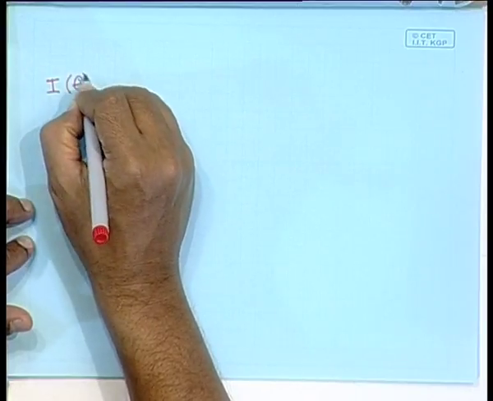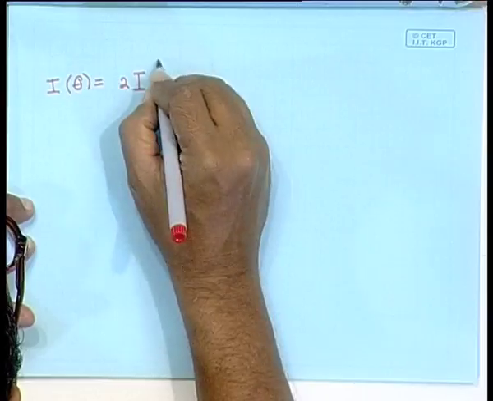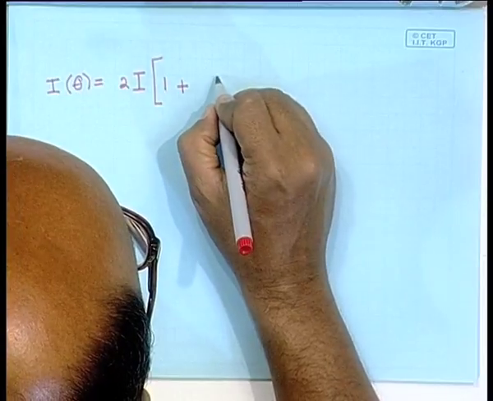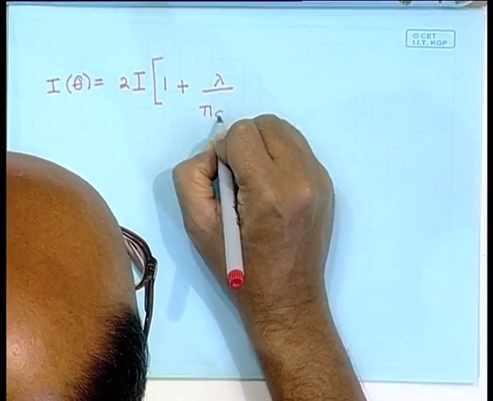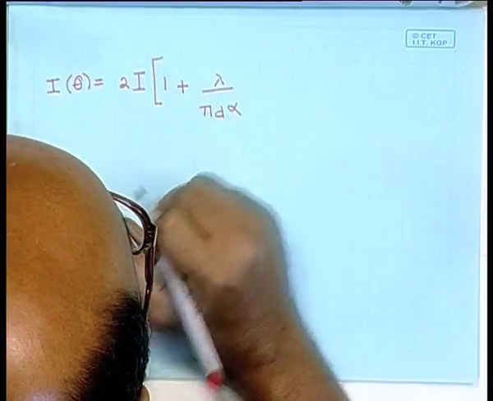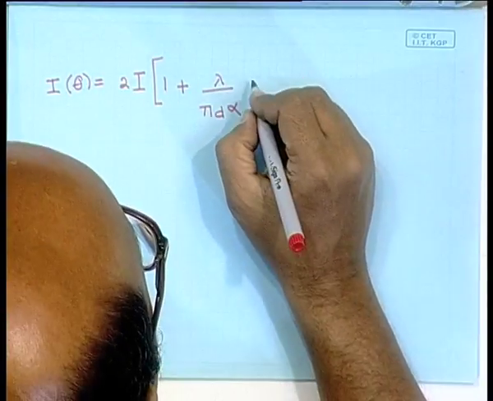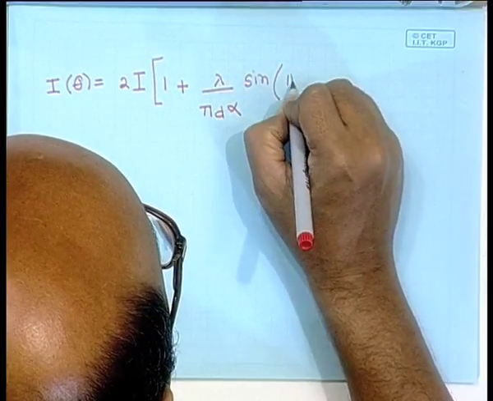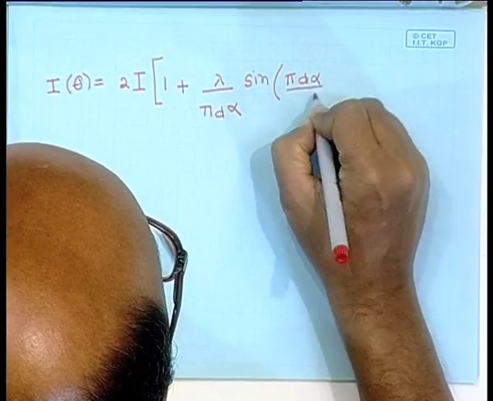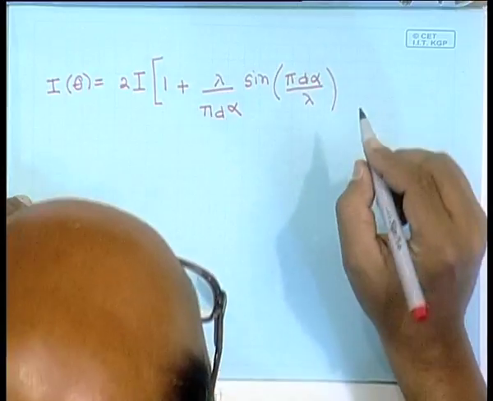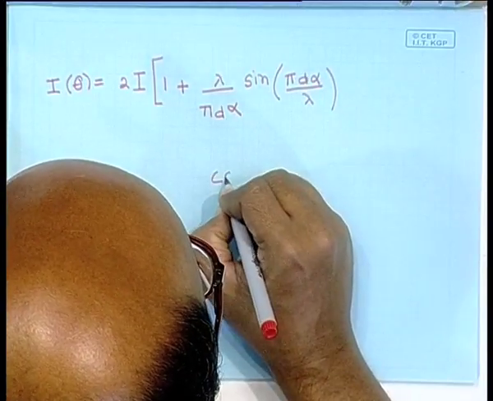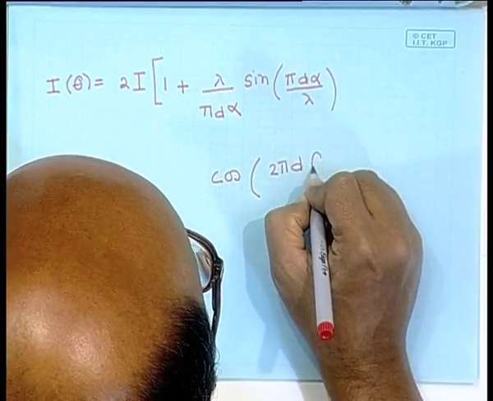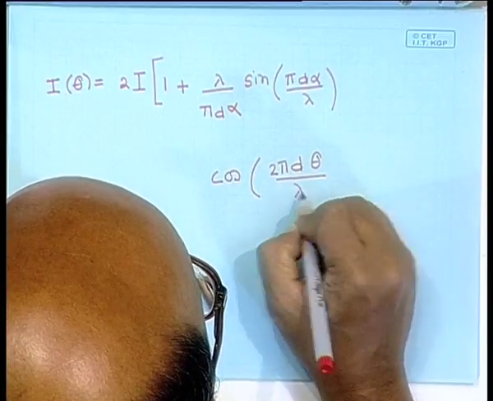I(theta) is equal to 2 I1 times [1 plus (lambda by pi d alpha) sine (pi d alpha by lambda) into cos(2 pi d theta by lambda)].